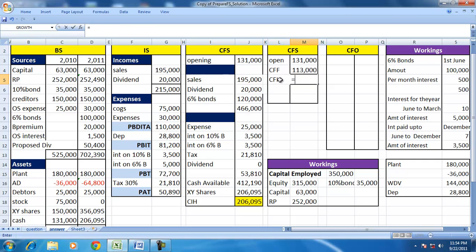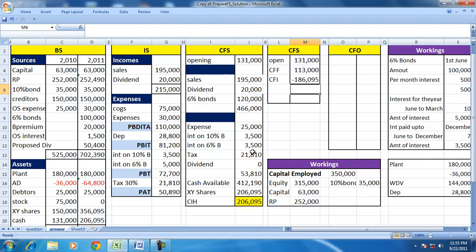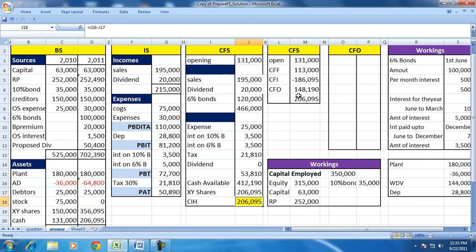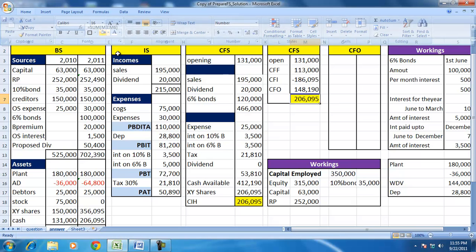Cash from investment is the dividend received minus the purchase of shares, so minus 186, and cash from operation are the rest of the items, that is sales minus expenses minus the tax is cash from operation. If we sum them up, we'll get cash in hand, which is same as when we have done it through the direct method.